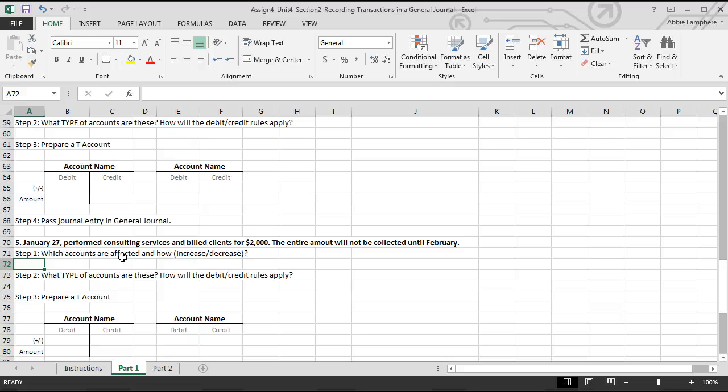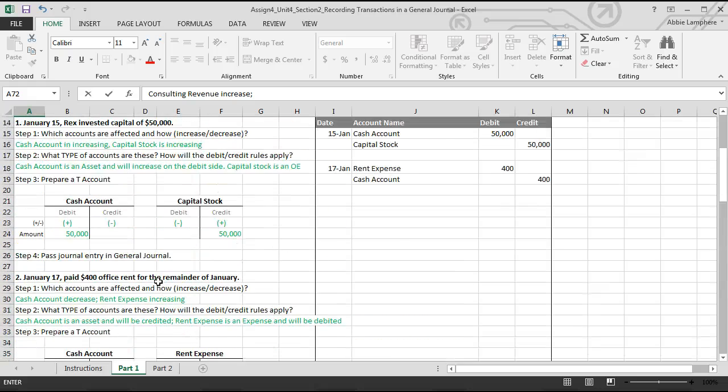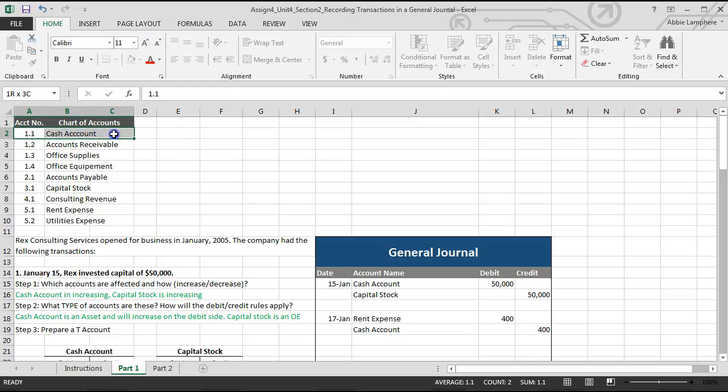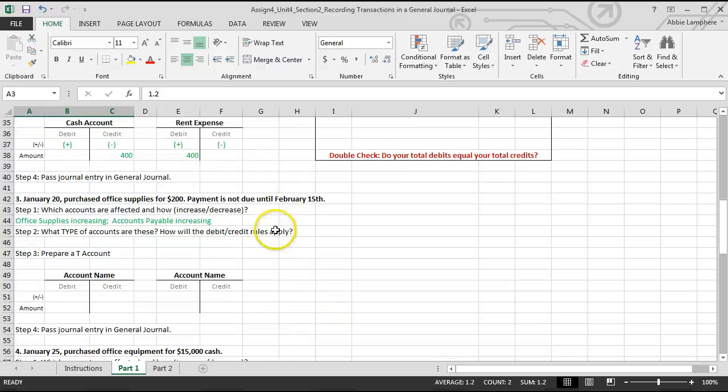So we provided services, so that's going to affect our consulting revenue. We're getting paid $2,000, so that's going to increase our revenue account. All right, this next part that says will not be collected until February, that should be a sign that that's going to affect not cash, because we're not collecting cash right away. Not accounts payable, because this is money we are bringing in. Accounts payable is money that we owe. Accounts receivable is money that we are owed. Okay, this is money that someone else owes us. Accounts receivable, money to be received.